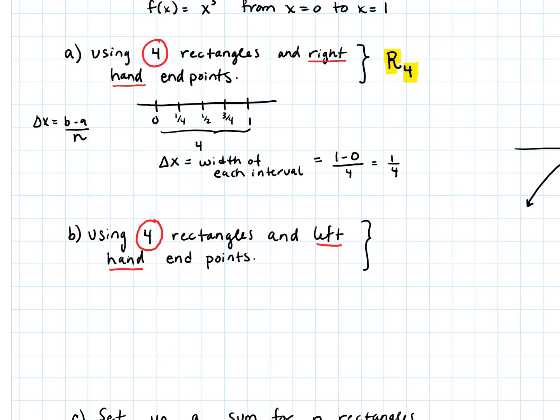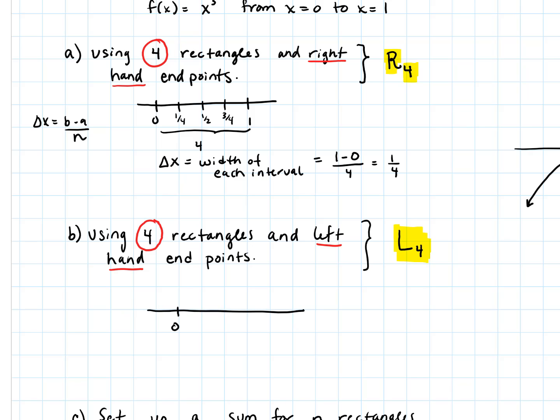This also has a notation. If we want to use left-hand endpoints and 4 rectangles, we say L sub 4, and that means use left-hand endpoints, and the 4 tells us use 4 rectangles. Okay, so we're going to go back to the graph and redraw our rectangles for the left-hand endpoints in just a second, but to be clear, we would do the same exact thing that we did before. We'd say, okay, we want 4 rectangles.